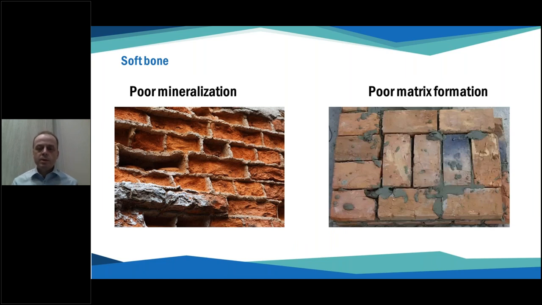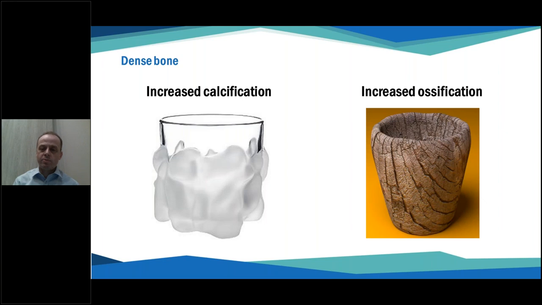The mechanical properties depend not only on the amount of bone, but also on the mineralization. Poor mineralization of the osteoid leads to a tendency to deformity, and poor matrix formation also leads to a tendency to deformity. Poor mineralization, for example, in the different types of rickets gives a wide spectrum of deformities, and poor matrix formation, for example, in different types of osteogenesis imperfecta, with almost normal mineralization, also leads to a different spectrum of deformities.